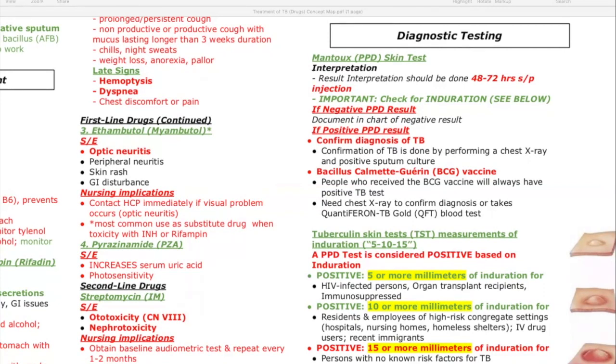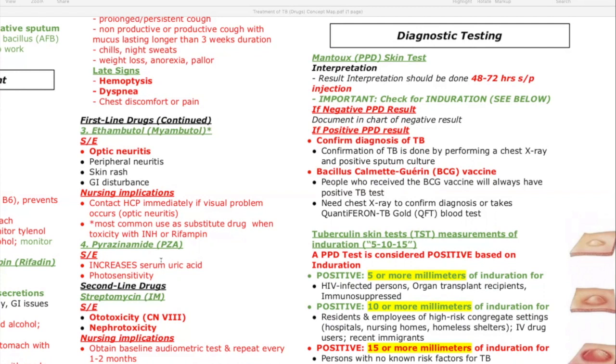One unique detail about the PPD test is for people who have received the BCG vaccine. They're going to test positive for TB. So in these patients, they're going to need a chest X-ray to confirm the diagnosis, or actually take a QuantiFERON TB test, a blood test. The QuantiFERON is the alternative to the TB skin test, and it's unaffected by previous BCG vaccination.